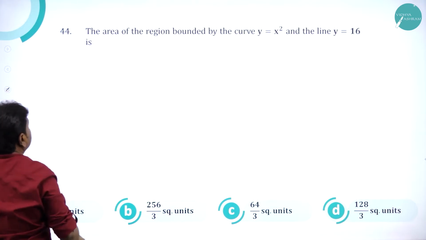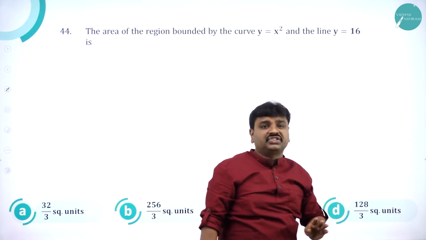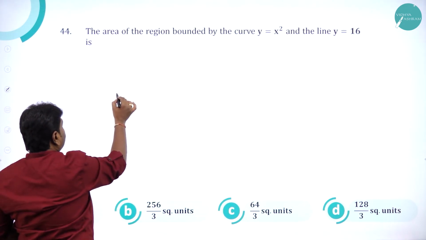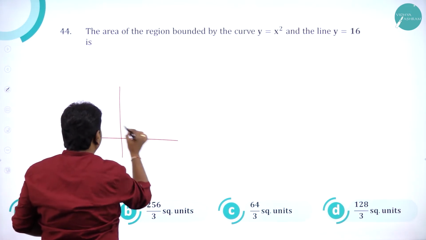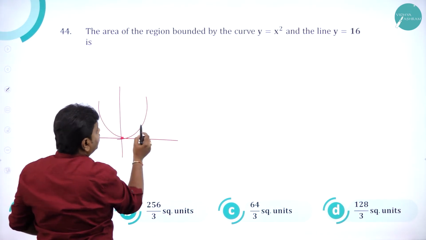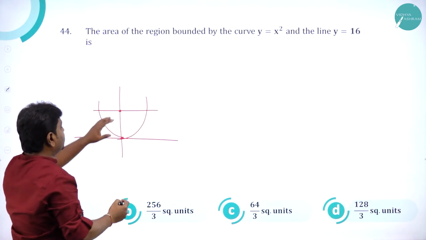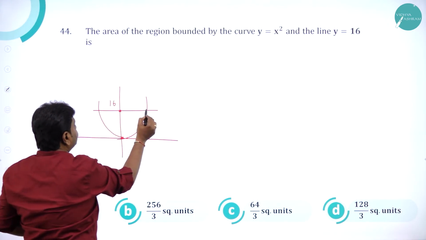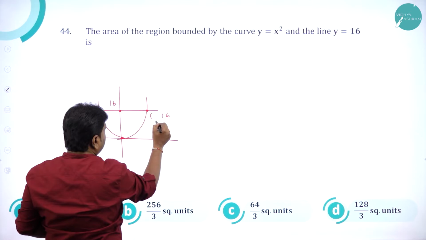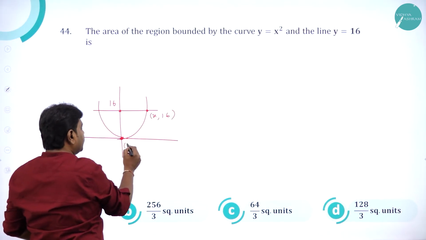Next, area of region bounded by the curve y is equal to x square and the line y is equal to 16. So all of you know y is equal to x square, or x square is equal to y, is a parabola which is symmetric about the y axis. And all of you know the line y is equal to 16 cuts the y axis at 16. So this point is x comma 16, and here the y value is 0.